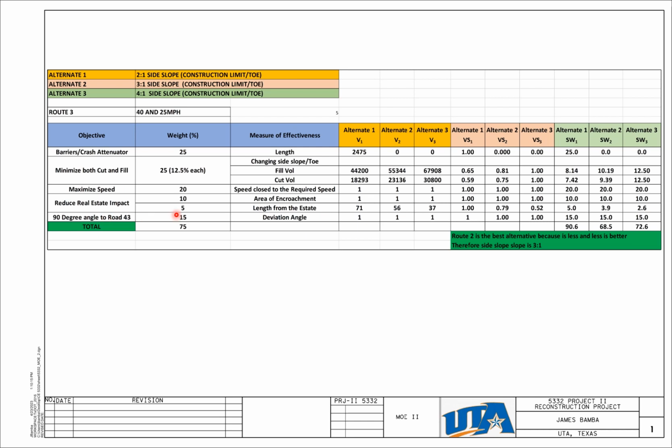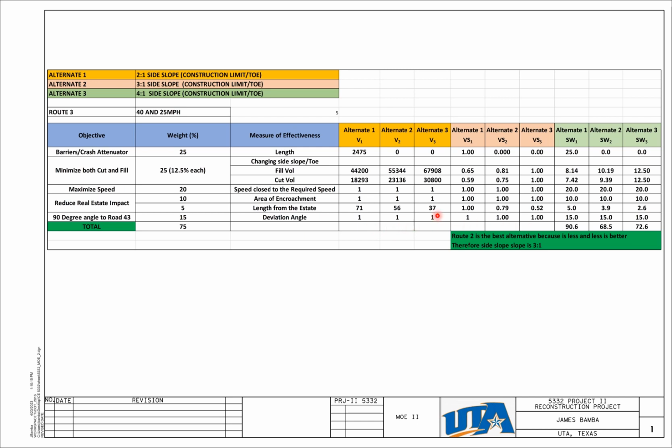For the land from the toe to the real estate, these are the numbers I was able to have, which quite makes sense here. The 2:1 should be the farthest away from the real estate, followed by 3:1 and then 4:1. So these are the numbers I have. The last part of the MOE is the angle of 90 degrees at the intersection. That did not change either, because from my initial design to the design that I'm using now, I was able to meet the intersection at 90 degrees. So that did not change at all.